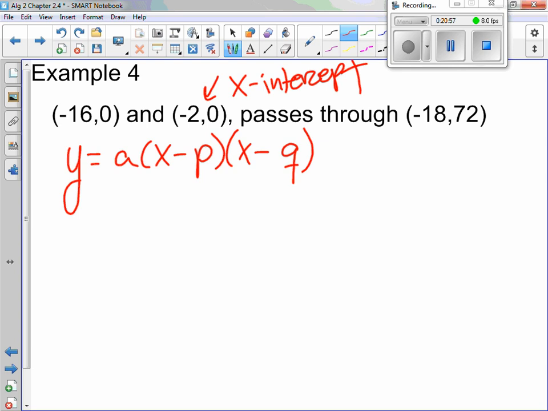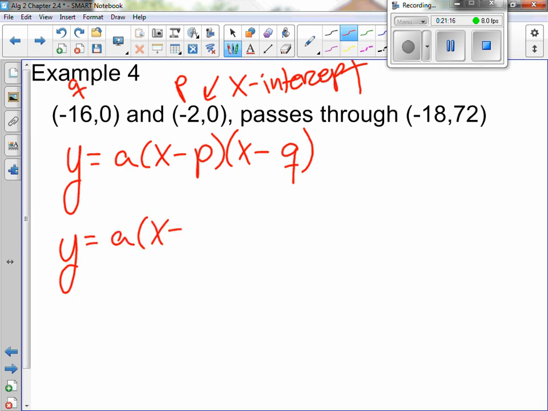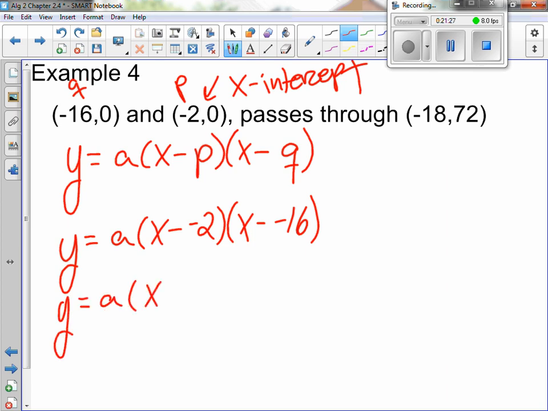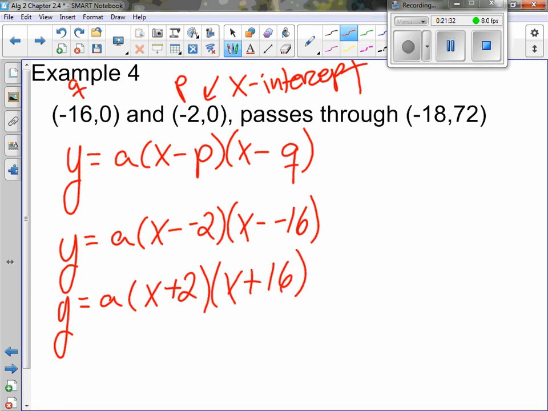So our values of p and q are these two here: negative 16 and negative 2 are our p and q. It doesn't matter which one we say is which. They're just p and q, and we'll plug those in. So we get y equals a times (x minus, here I wrote that p is negative 2, x minus negative 16). We don't normally leave a negative minus a negative. A negative and a negative make a positive, so you have x plus 2 and x plus 16 inside the equation.